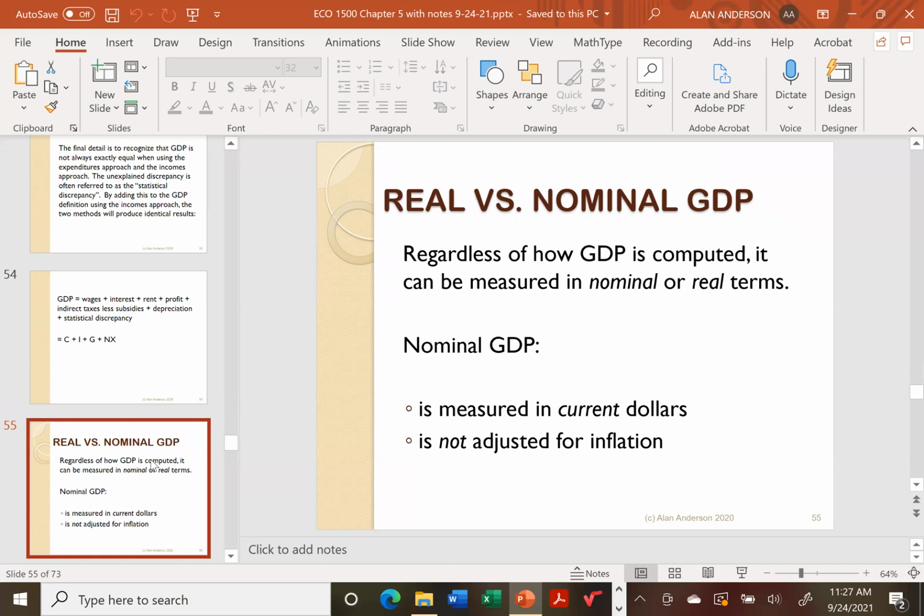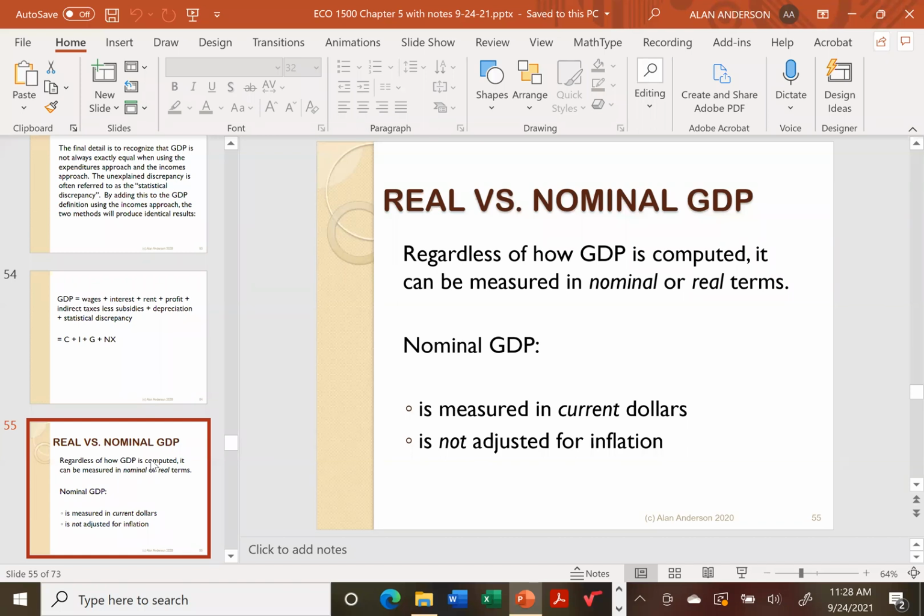So what exactly does this mean? The word real in economics means something has been adjusted for inflation. The word nominal means that it has not. So in other words, if I tell you that this year the US economy produced $25 trillion worth of goods and services, that is nominal because it's using current dollars to measure it. If I make adjustments to that for inflation, then it becomes what we will call real GDP.